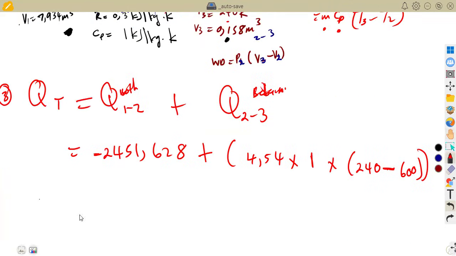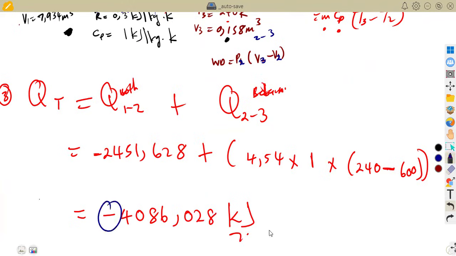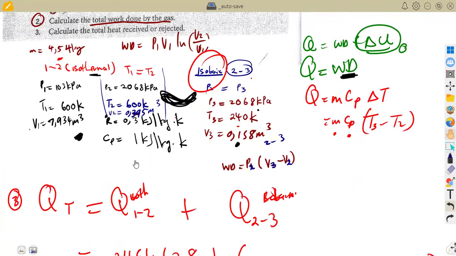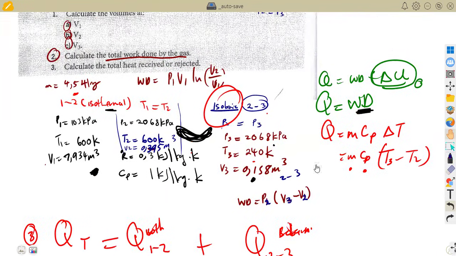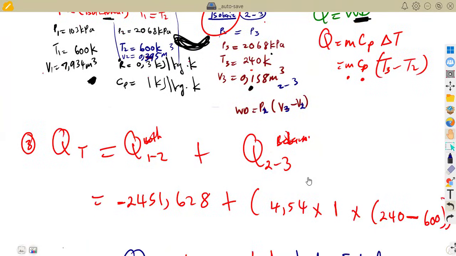Okay. So you can combine everything. That was going to give us negative 4,086,028. So this is kilojoules. The negative that we are having there means the heat was rejected. That means heat is rejected. Okay, that is how you answer this. So there the question is either received or rejected. A negative means it was rejected.